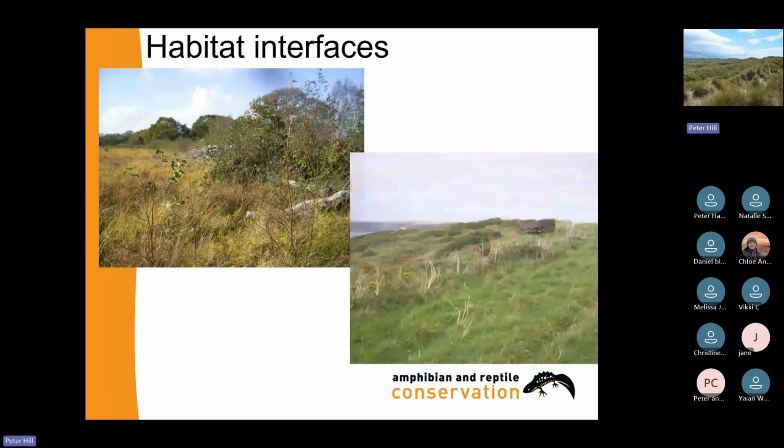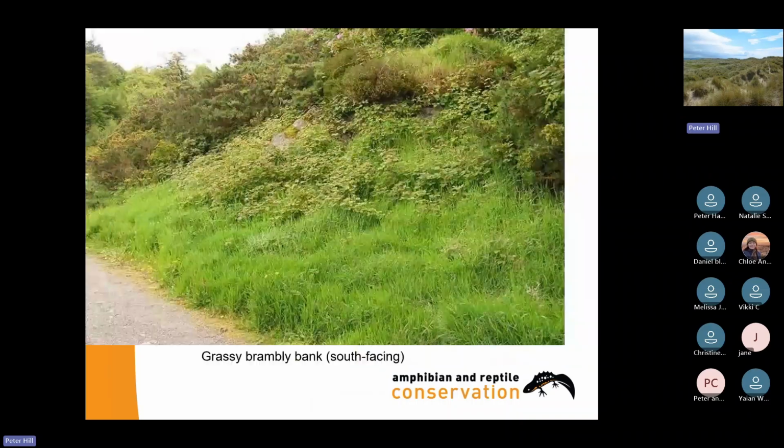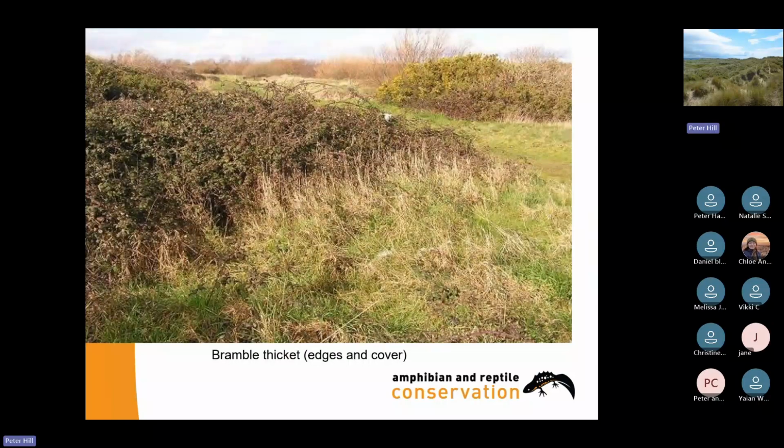Edges of habitats are disproportionately important for reptiles. Okay, remember that. Always look at edges. Here are some examples, some more subtle than others. There you go, alongside a path. A subtle bramble and gorse interface, ideal for reptiles, sheltered from the wind, full sun. They can bask right in the sun and it's just a short dash into cover.